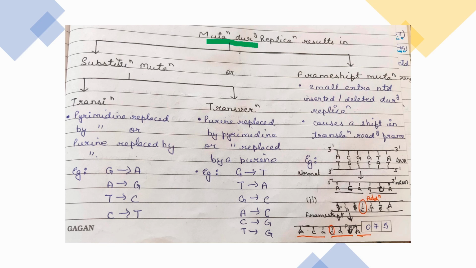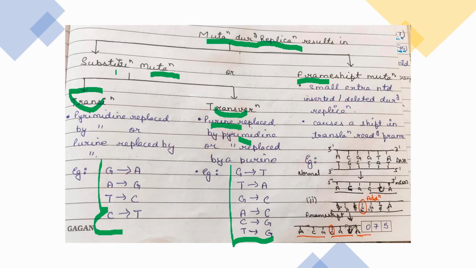Now we come to mutation during replication, resulting in two different kinds of mutation, that is substitution and frameshift mutation. Now further substitution mutations are of two types: transition and transversion. In transition, pyrimidine is replaced by pyrimidine, or purine is replaced by purine. So we can say we have four different transitions which can take place in DNA replication. Similarly, in transversion, purine is replaced with pyrimidine or vice versa. So we have 8 different kinds of transversion which can take place.